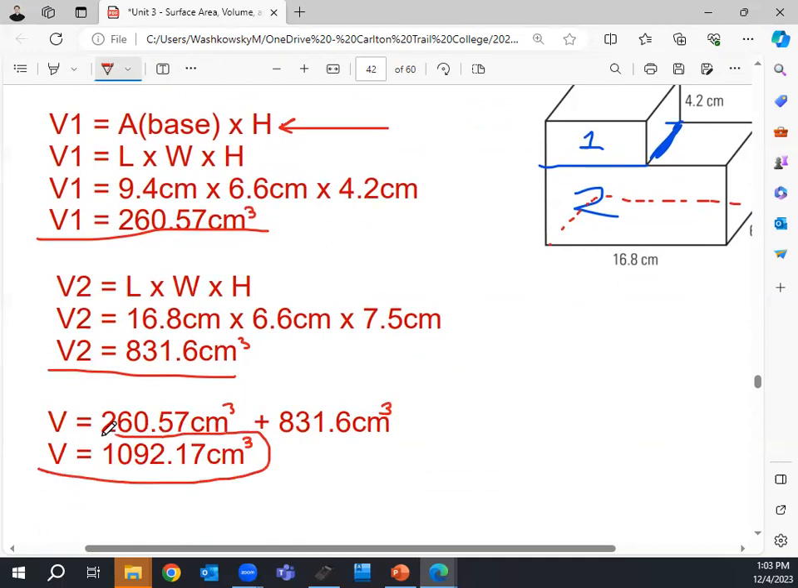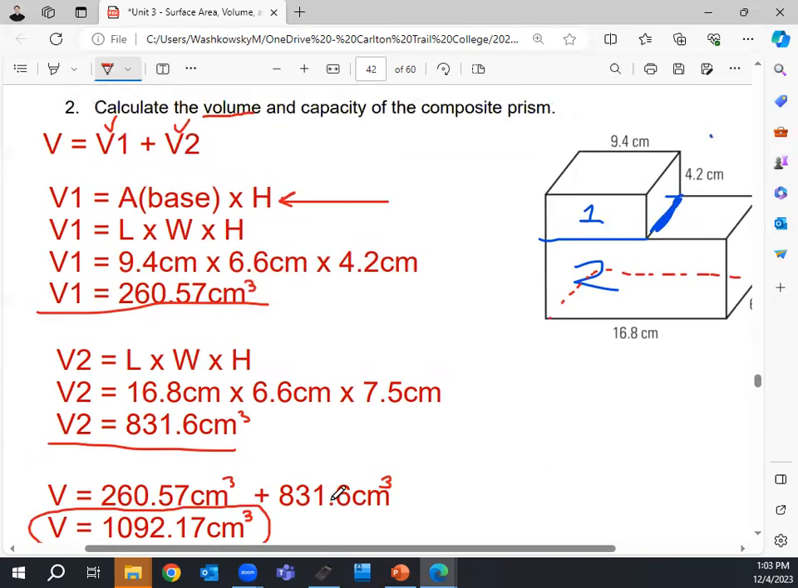Am I all done? No. And this is where it's really easy to make a mistake. Yeah, I found the volume. Good to go. Let's go to the next one. This question has asked us for two things, the volume and the capacity. It is really important. Always go.